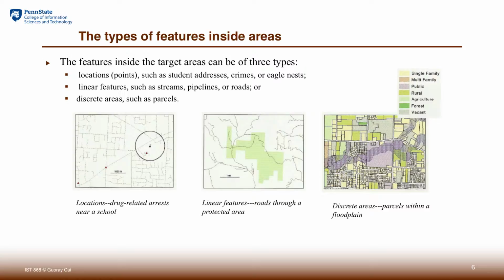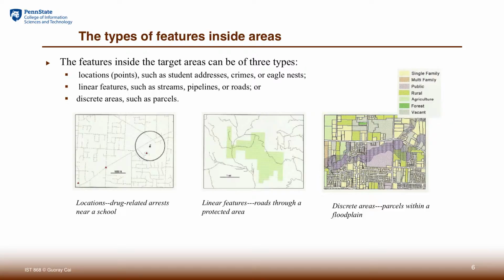In terms of the target feature that we want to select or find, there are also three possibilities. One is that the features may be point type, where it takes an address or location, for example, a crime occurrence or a bird nest. So these kinds of things tend to be modeled as a point. In the case of points, we basically do a test of point-in-polygon analysis. If a point is inside a polygon, we're going to count it in.